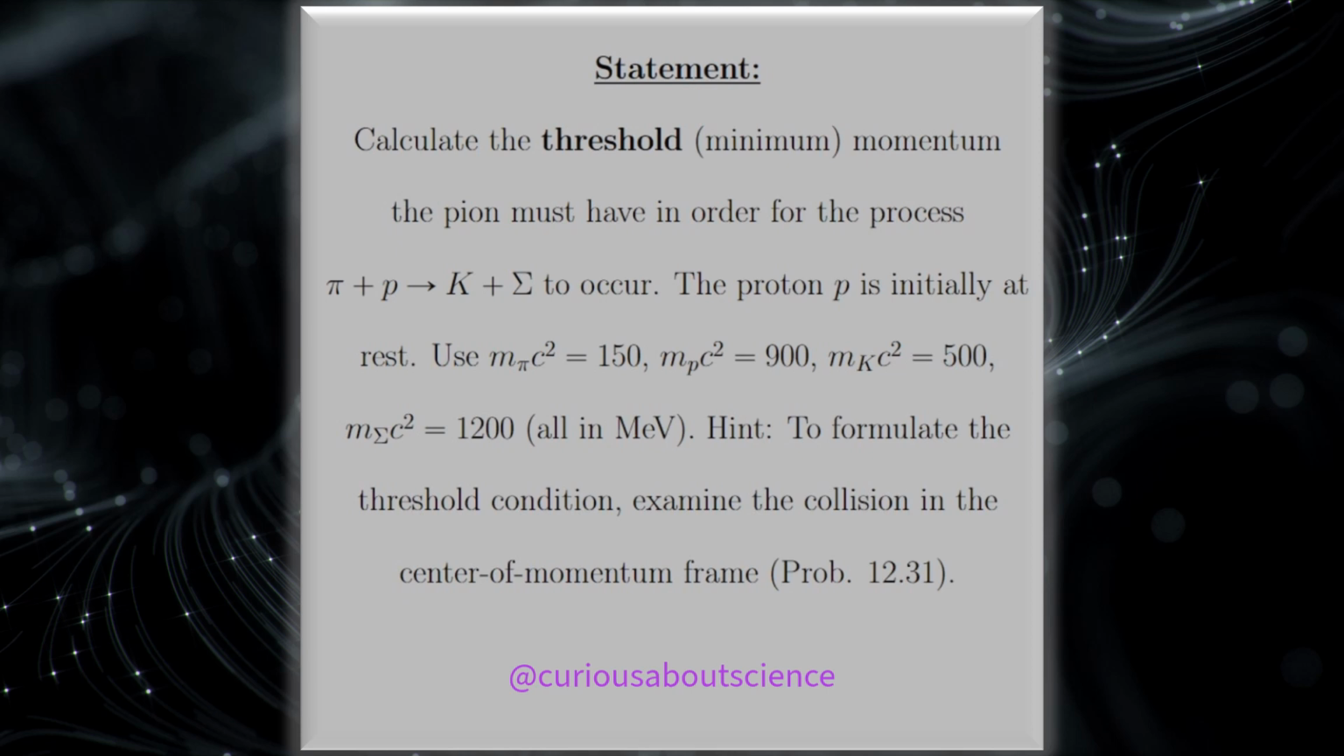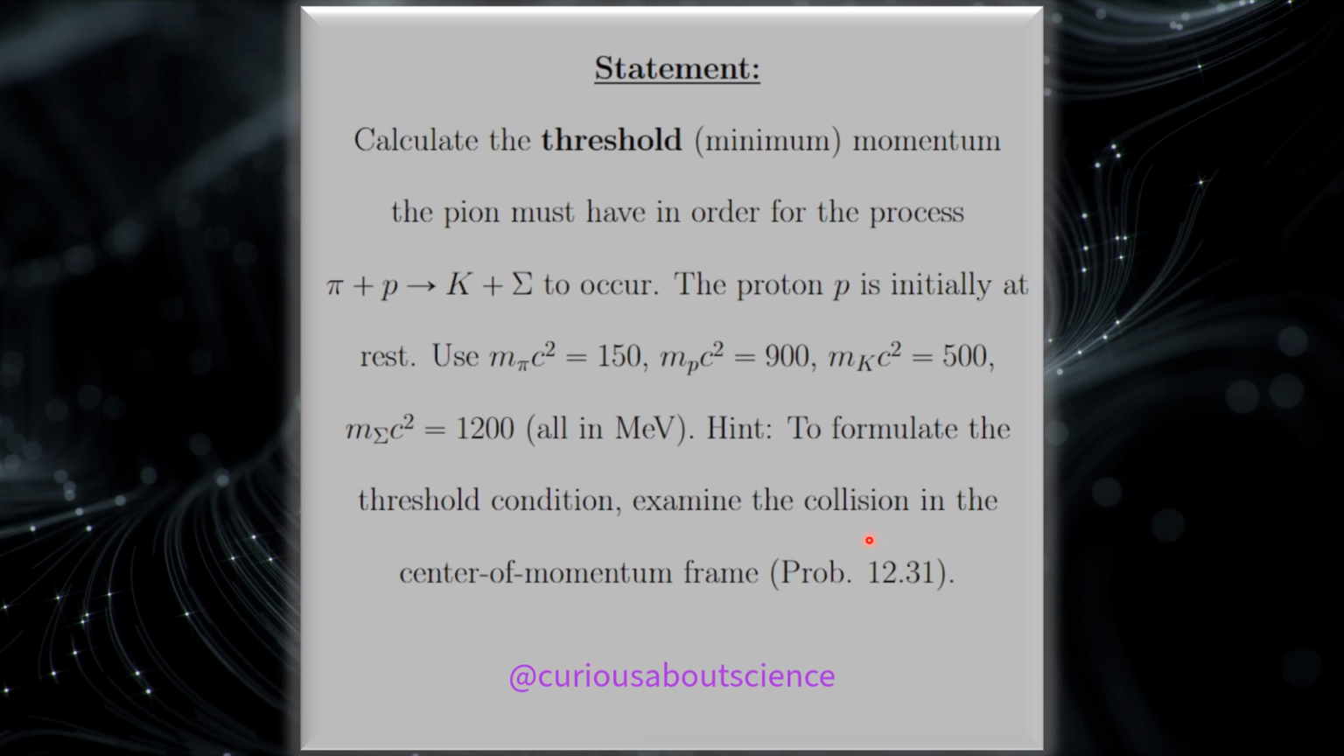The statement reads: calculate the threshold, aka the minimum momentum the pion must have in order for the process pi plus p goes to kappa plus sigma to occur. The proton p is initially at rest. Use m pi c squared equal 150, mp c squared equal 900, mk c squared 500, m sigma c squared equal 1200, all in mega electron volts. Hint: formulate the threshold condition. Examine the collision in the center of mass or center of momentum frame.